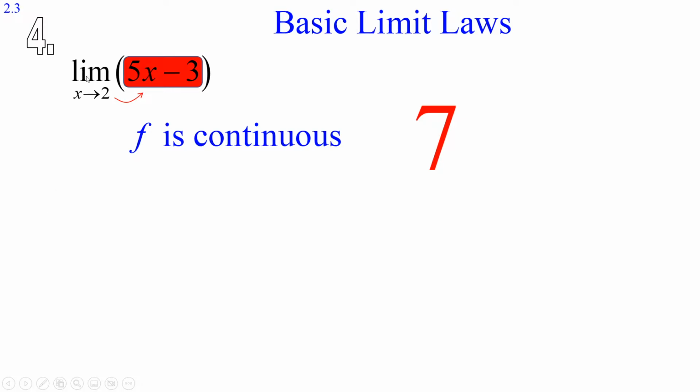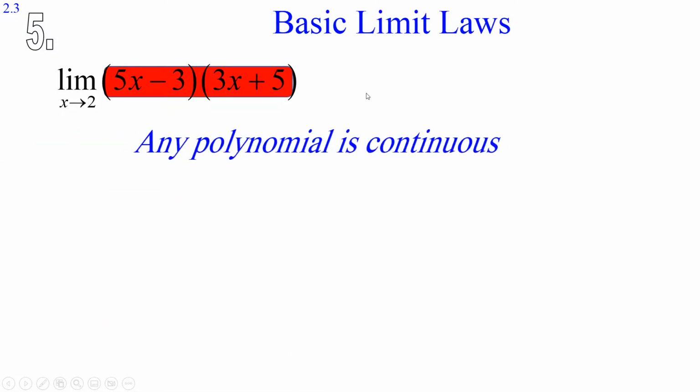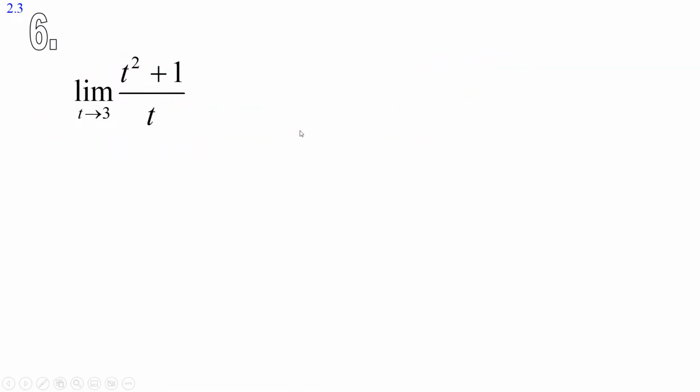Okay? And you could have divided this up into 2 separate limits, but why? In any polynomial, if you ask me to find the limit, I'm just going to do direct substitution. Same thing here. This is a polynomial in factored form, but it's still a polynomial. So it's continuous. I can do direct substitution again. I see 10 minus 3 is 7, and then 6 plus 5 is 11. 7 times 11 looks like a 77 to me. There you go.